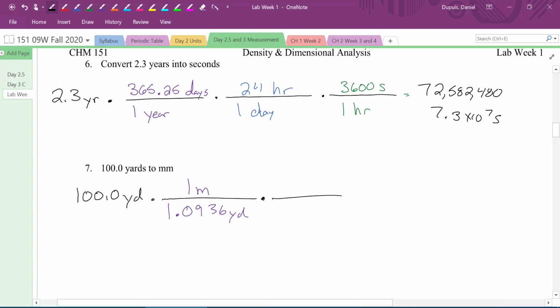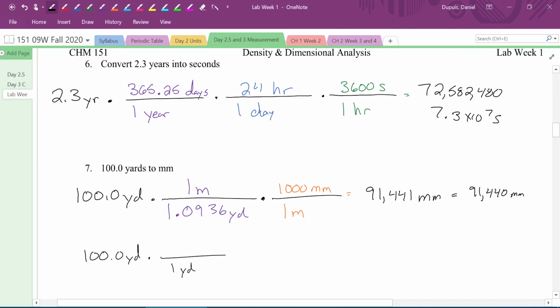And in 1 meter, there's 1,000 millimeters. And I get 91441 millimeters, which happens to be, to 4 sig figs, 91440 millimeters. See, you could have done it this way with 100 yards. You know, 1 yard is 36 inches, 3 feet. And then 1 inch is 2.54 centimeters, and 1 centimeter is 10 millimeters. And you could have gone that way too. Either one's right. Either one.